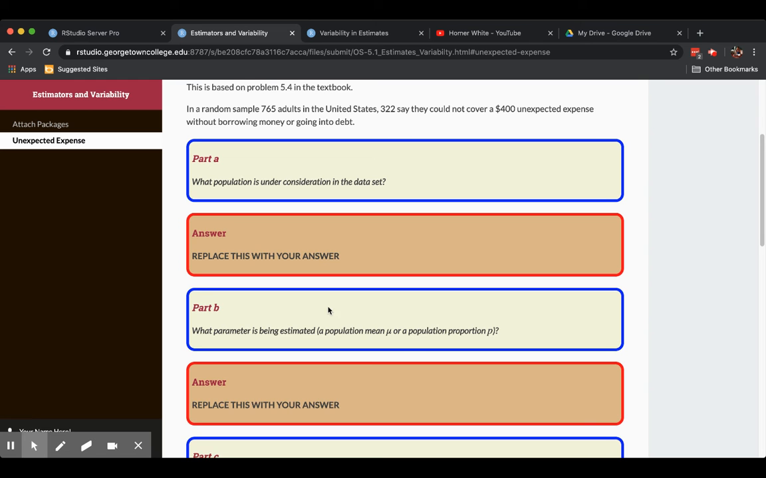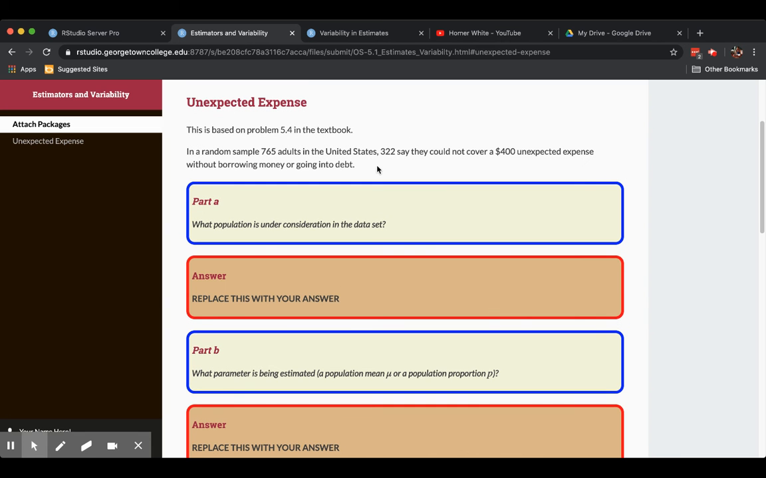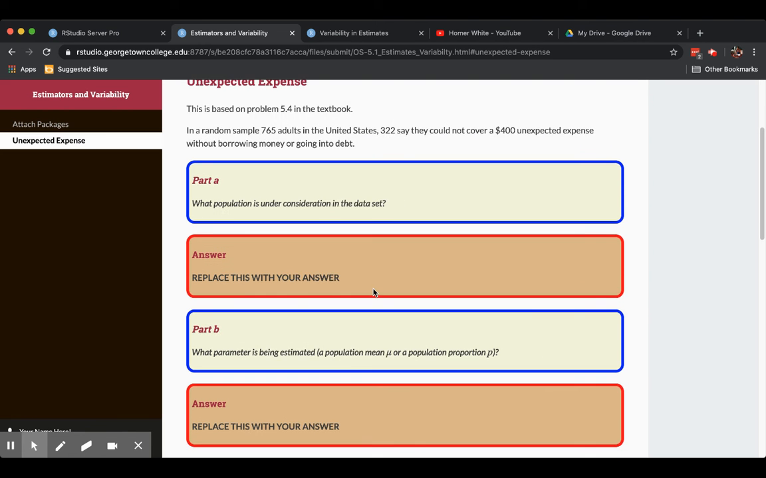What parameter is being estimated? Is it a population mean mu or a population proportion p? It's one of those two choices. By the fact that this is a yes-no question, I think you'll be able to consult your slides in the first part of the slides where we go over parameters and estimates, and you'll be able to figure out which one of these is the case.